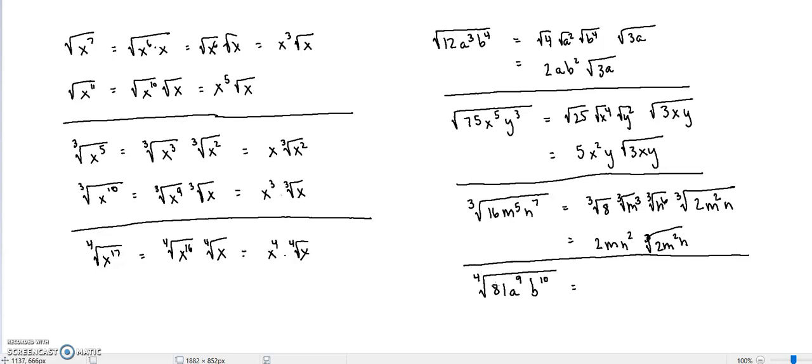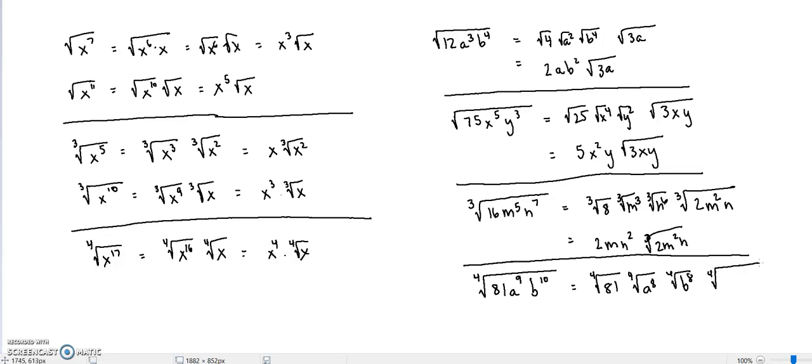Okay, so I actually can take the 4th root of 81. Because 81 is 3 times 3 times 3 times 3, or 9 times 9, which breaks up as 3 times 3 times 3 times 3. So I can take the 4th root of 81, nothing left over. Now I'm trying to do a 4th of the exponents. So I can't do a to the 9th, but I can do a to the 8th. And I can't do b to the 10th, but I could do b to the 8th.